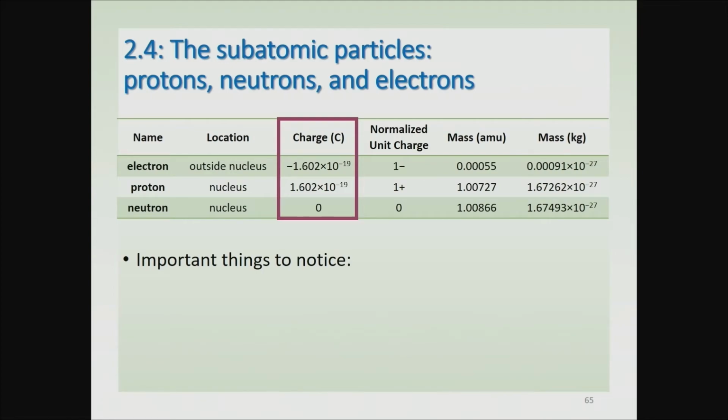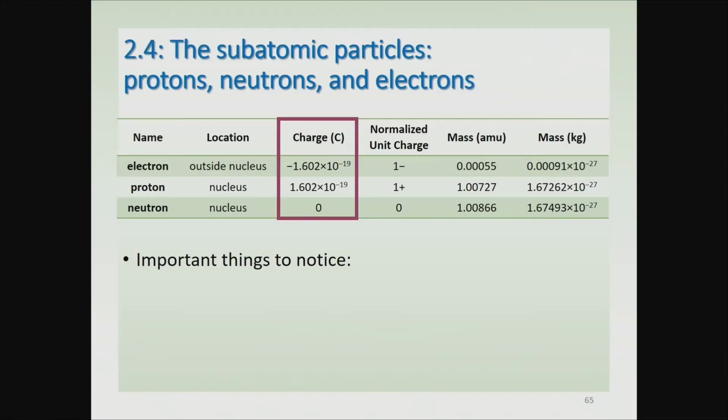Now, as for the magnitude of charge, you will notice that the protons and the electrons, despite the fact that they have opposite charges, have exactly the same magnitude of charge. It is 1.602 × 10⁻¹⁹ coulombs. So that's a very small amount of charge.